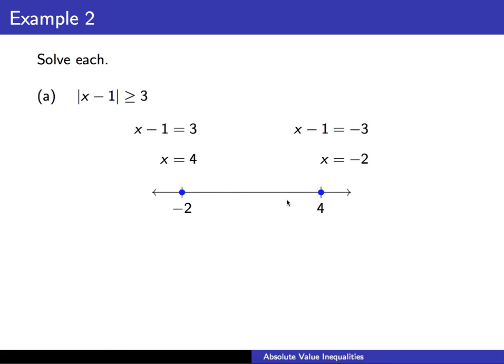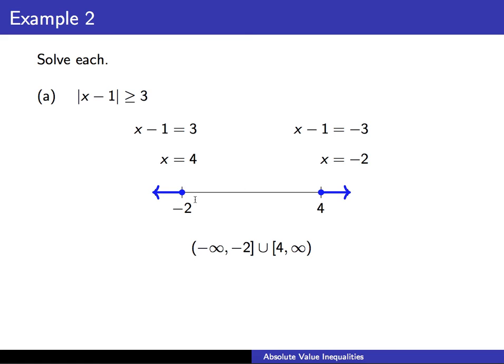Between negative 2 and 4, we can try 0. 0 minus 1 is negative 1. The absolute value of negative 1 is 1. 1 is not greater than or equal to 3, so we would not shade anything between negative 2 and 4. And then pick a value bigger than 4, like 10. 10 minus 1 is 9. Absolute value of 9 is 9, and 9 is greater than or equal to 3. So our final graph would look like this. We'd shade to the left of negative 2, and then shade to the right of 4.